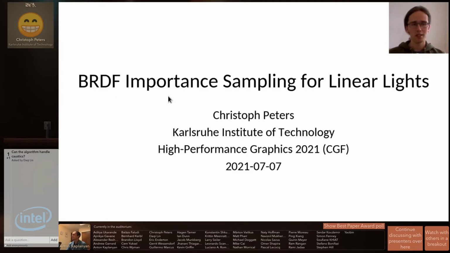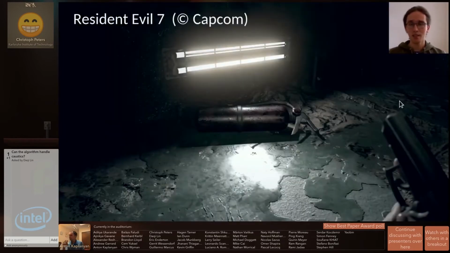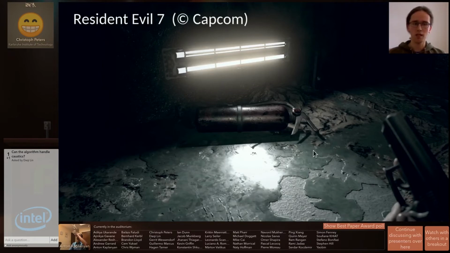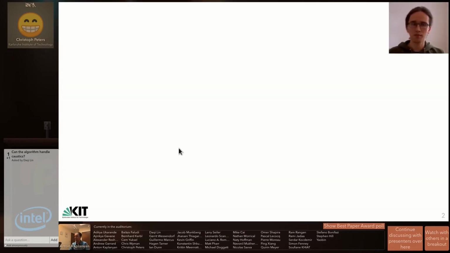Welcome to this presentation on BRDF importance sampling for linear lights. Linear lights are useful because they provide a good approximation to commonly used fluorescent tubes, such as these. However, if we look at this game screenshot here, we can see that it's actually using a point light. It's quite obvious from the specular highlight and from the hard shadow. And presumably the main reason for that is that linear lights are still somewhat expensive to handle. This is what I want to improve upon.